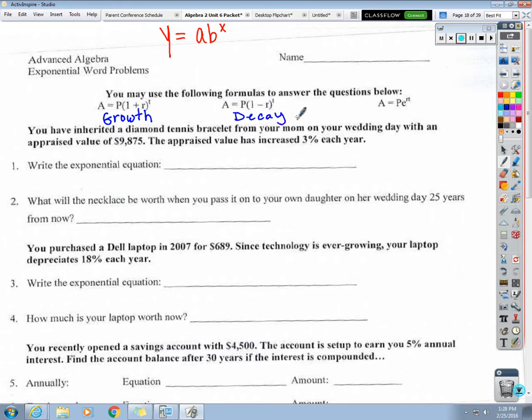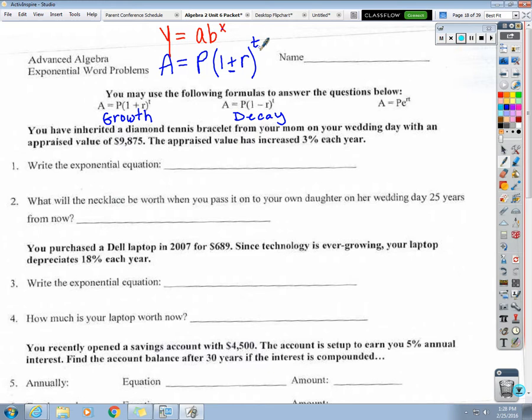Now, both of those equations, actually all of them, are exponential equations. Let me show you how similar they really are to this equation that we learned last week. A equals, it's just in the place of y, P in place of the A. In place of the B, you're either going to do 1 plus R or 1 minus R. And in place of the X, T for time.